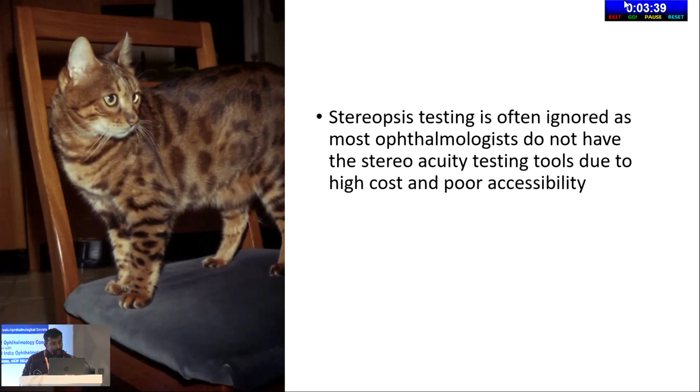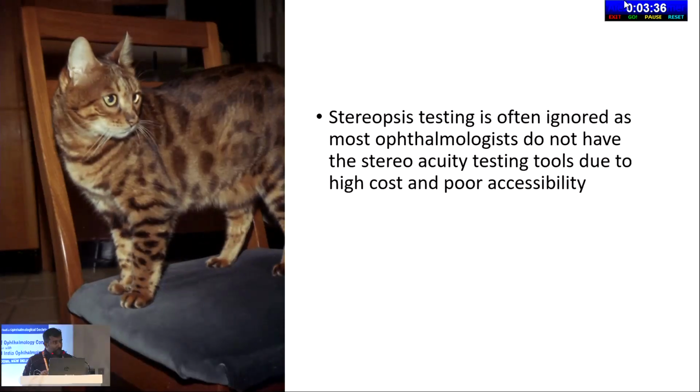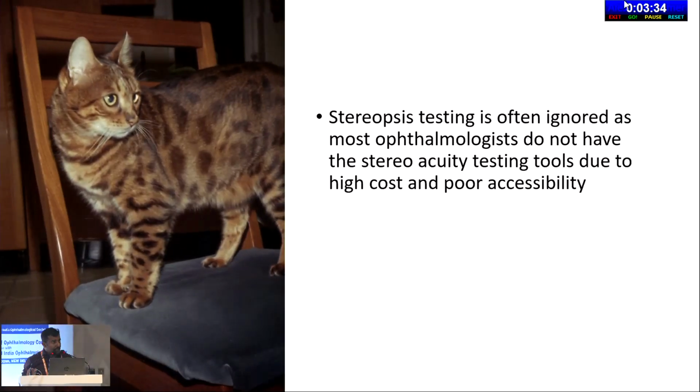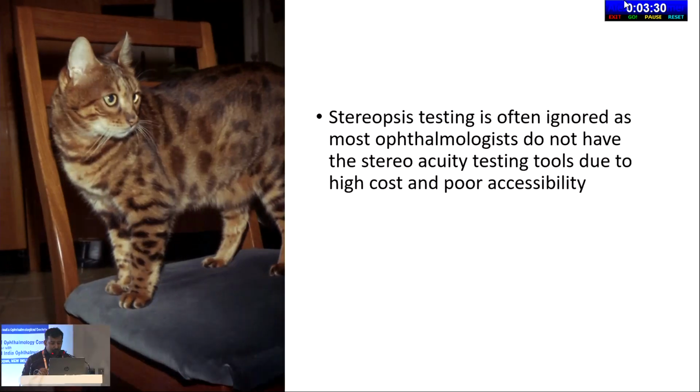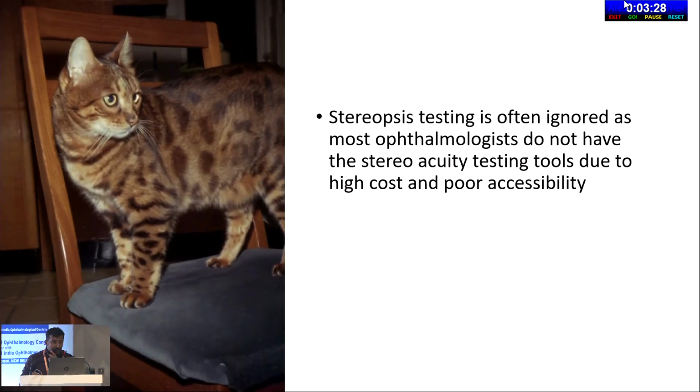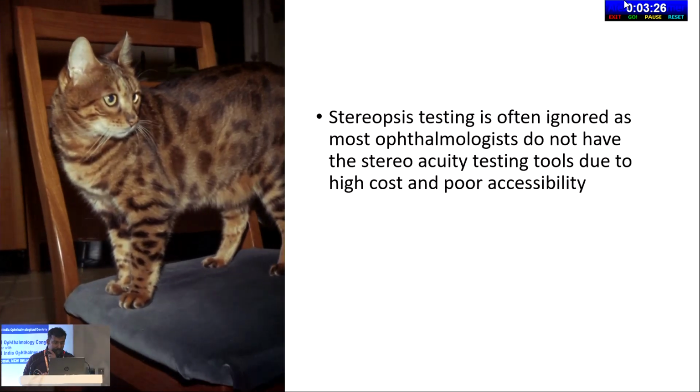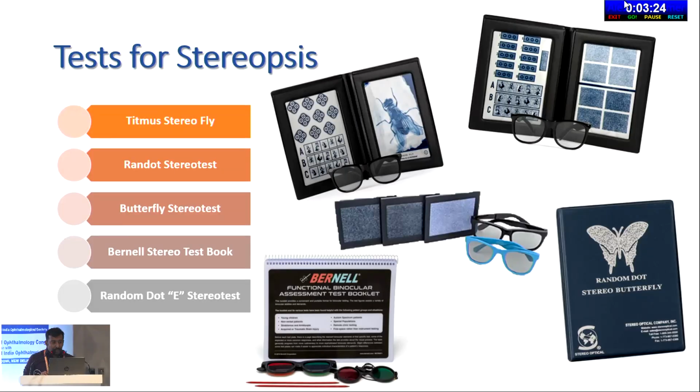And stereopsis testing is often ignored because most ophthalmologists do not have access to stereopsis testing tools, mostly because they are very expensive, and mostly because there is not much interest in stereopsis testing. So these are the tests for stereopsis which are available: the Titmus fly, the random dot test, the butterfly test, and all these tests. These are all based on random dot stereograms and polarization of light.